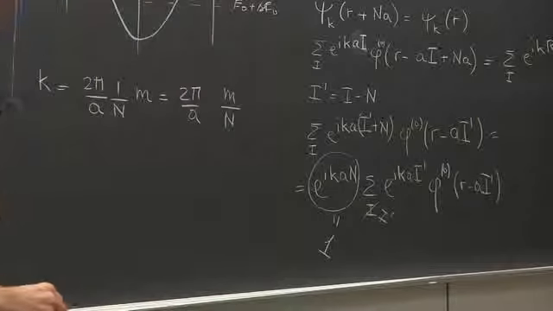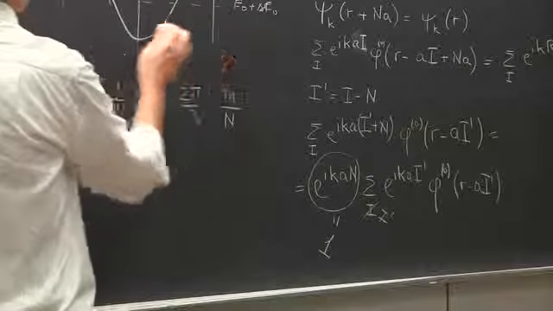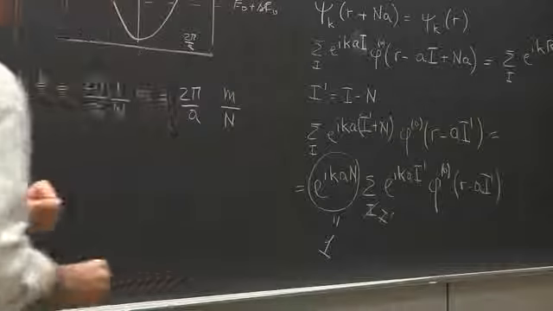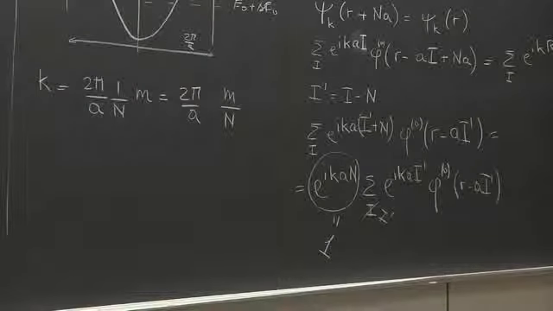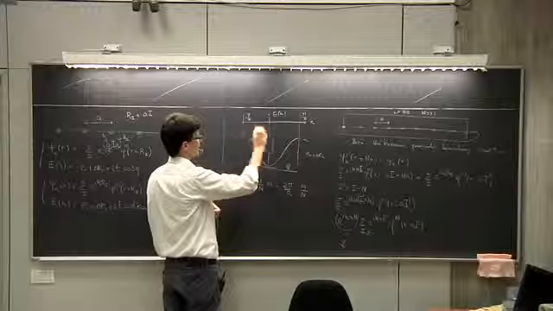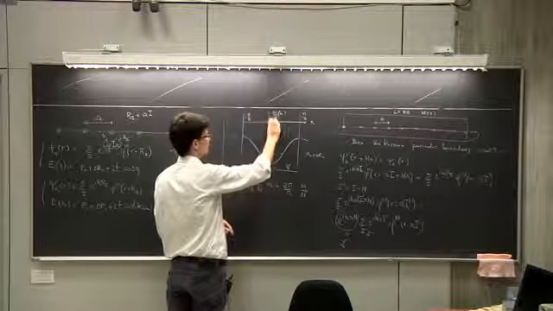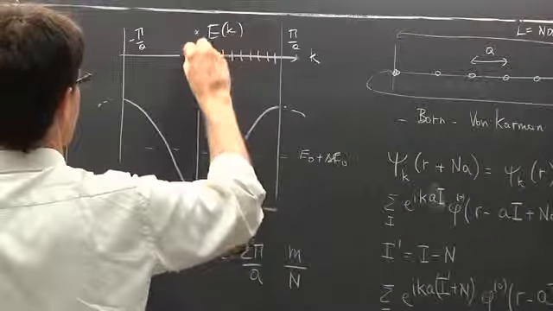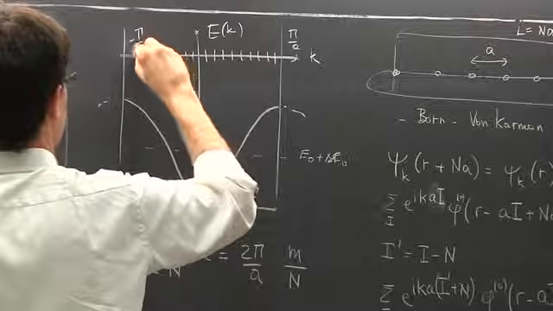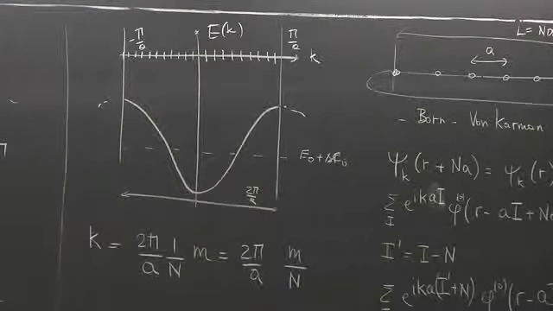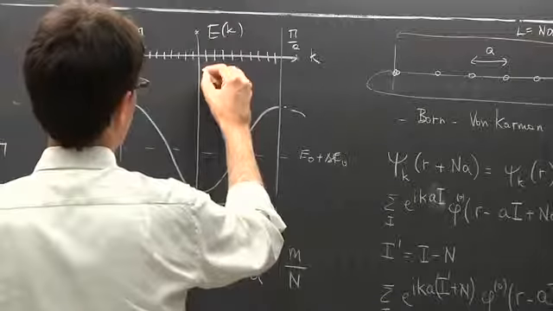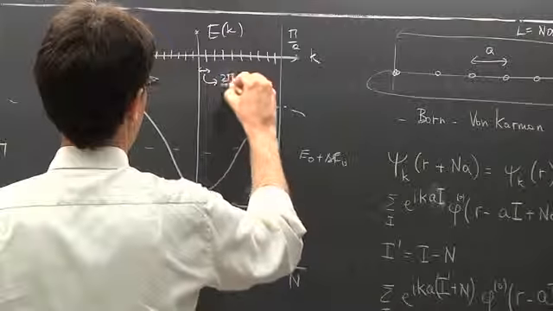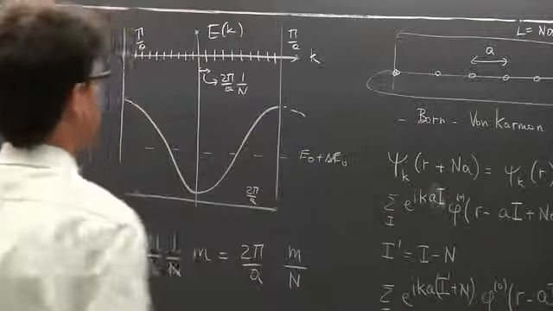Okay? So in other words, if the total length of this is 2 pi over a, what I'm doing here, if N is large, is slicing this object in very small slices like that, and accepting only specific values of k. The width of each slice is 2 pi over a times 1 over N.